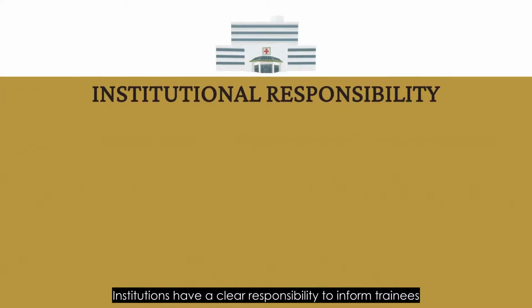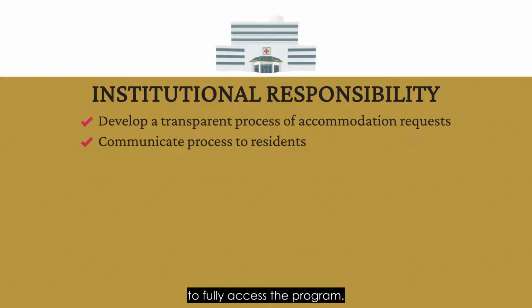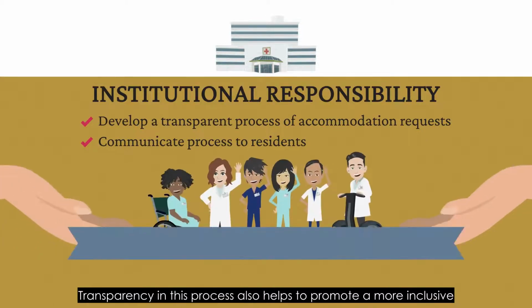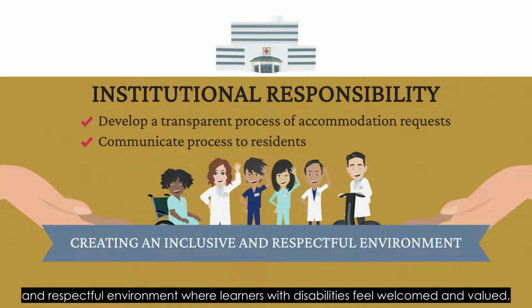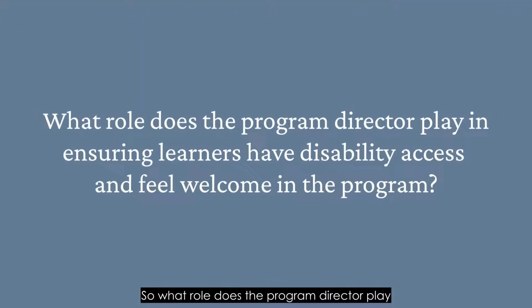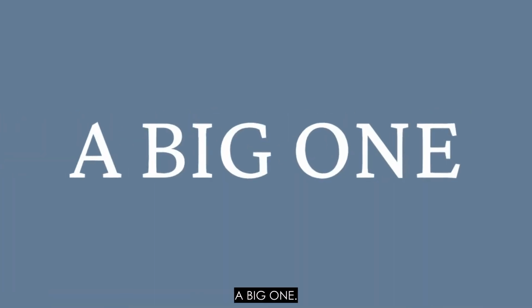Institutions have a clear responsibility to inform trainees about how they can request the accommodations they need to fully access the program. Transparency in this process also helps to promote a more inclusive and respectful environment where learners with disabilities feel welcomed and valued. So, what role does the program director play in ensuring learners have disability access and feel welcome in the program? A big one.